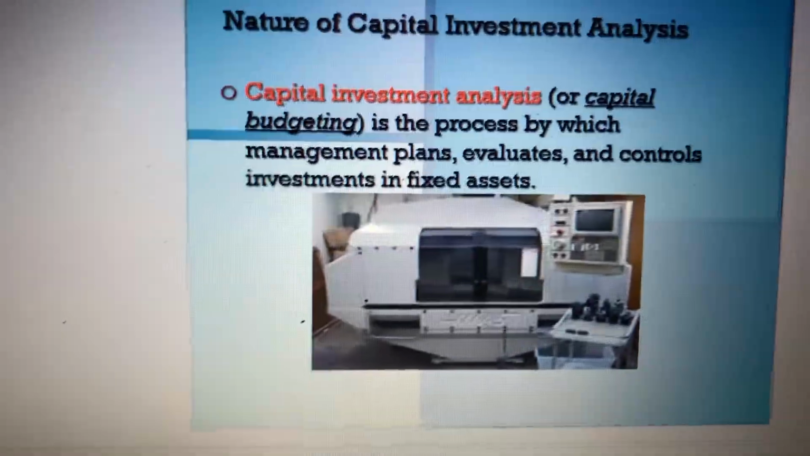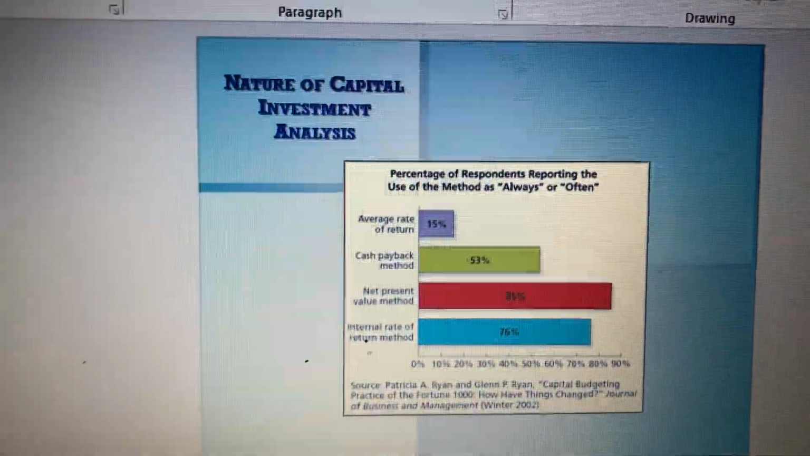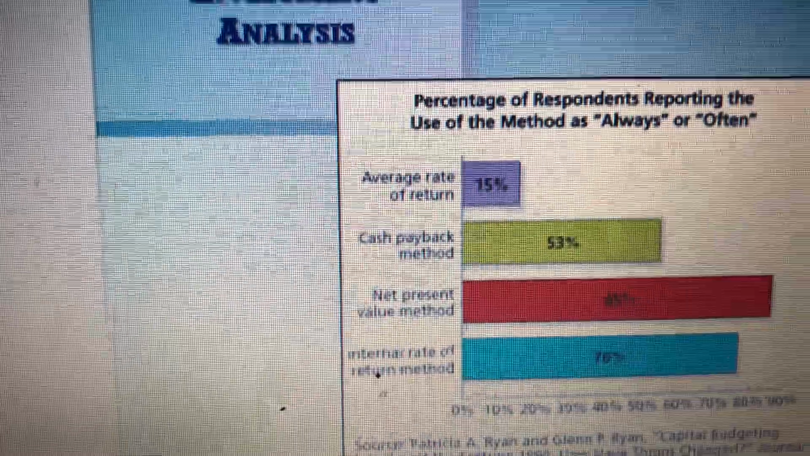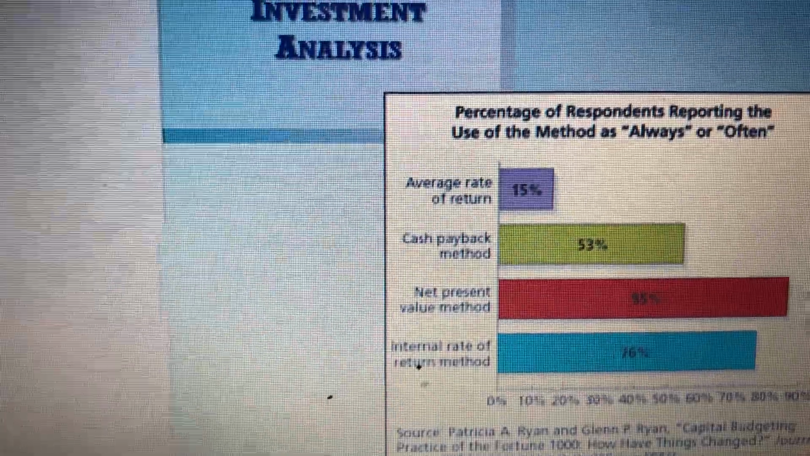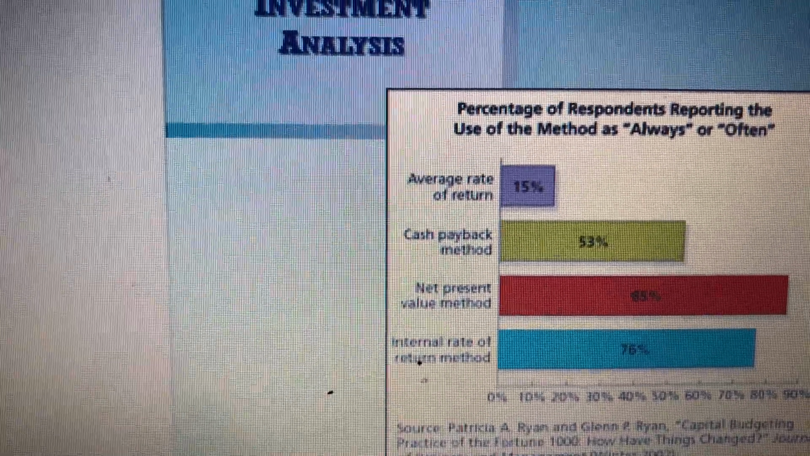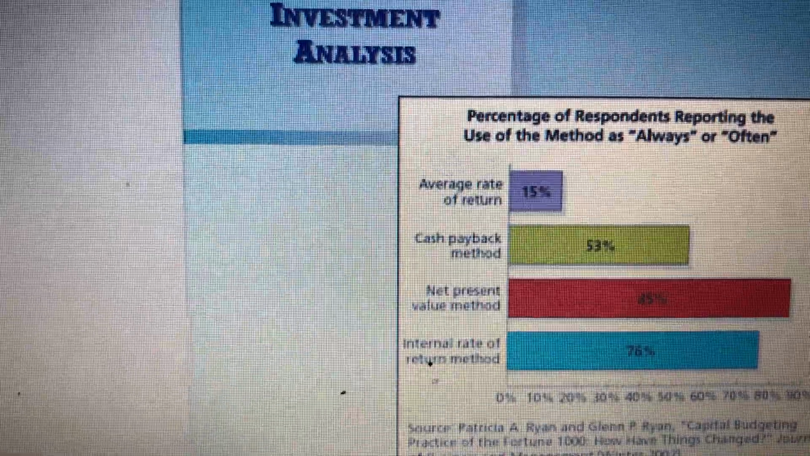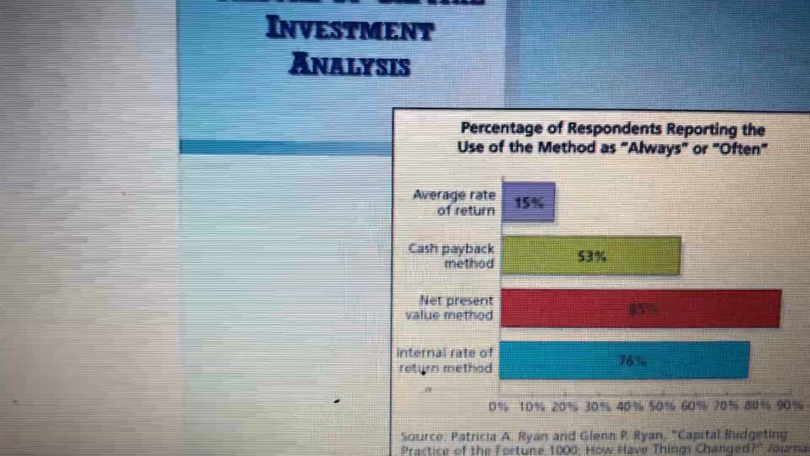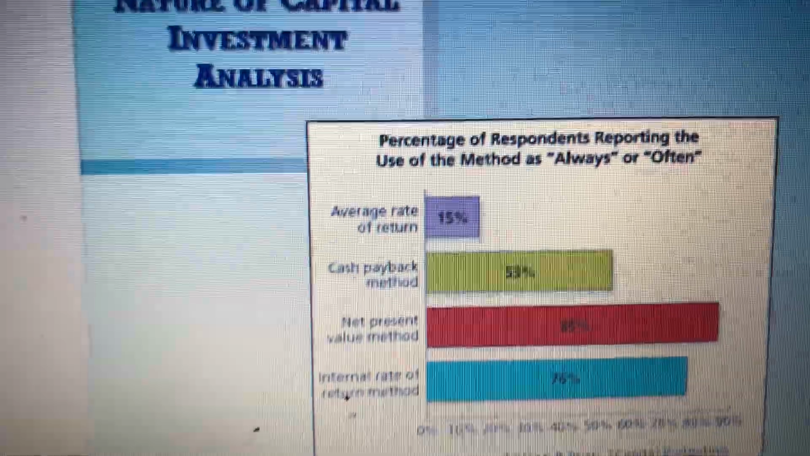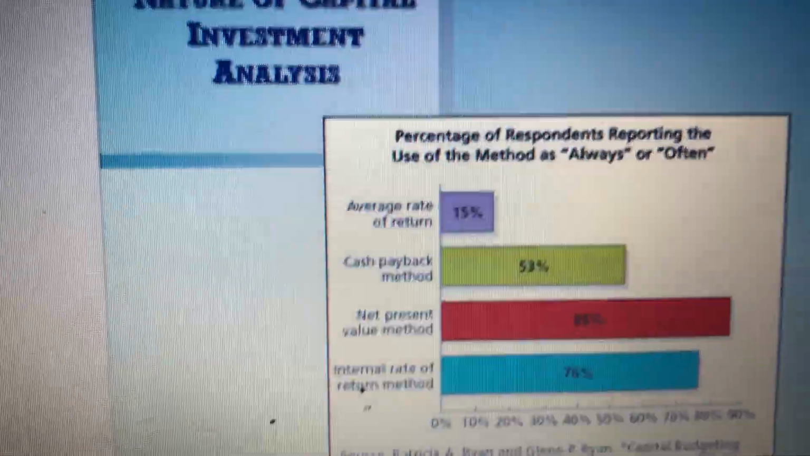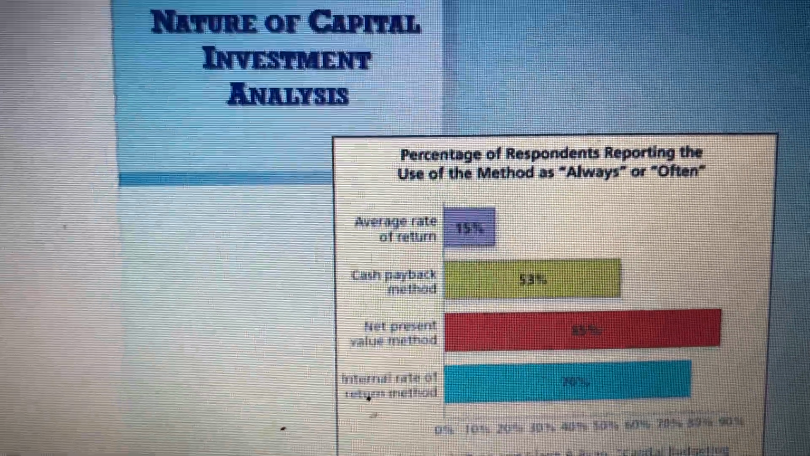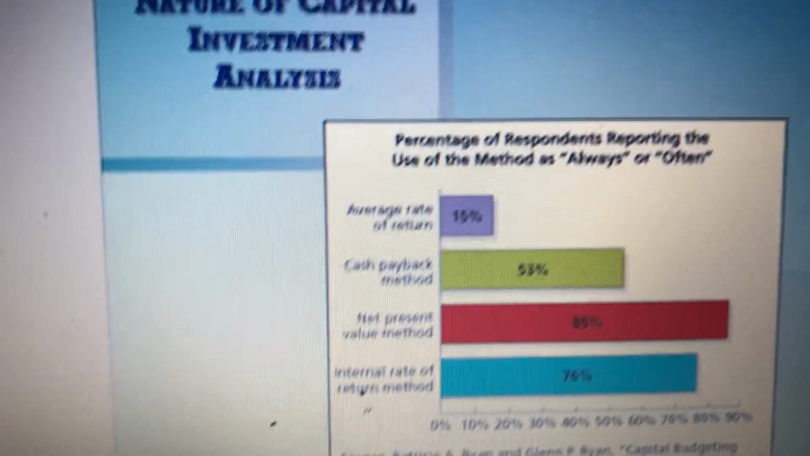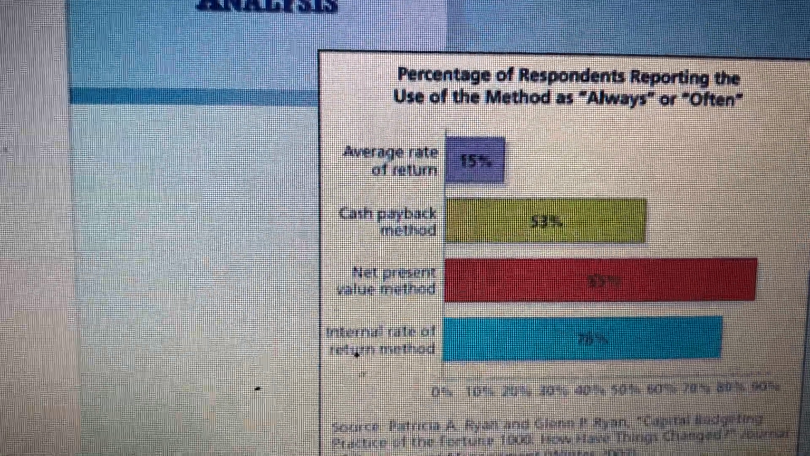So there are actually four methods that are used. They're on this slide. Average or accounting rate of return is what I call it. Payback, cash payback. Then the two harder methods, net present value and internal rate of return. And they are color-coded as to how often they're used. As you can see, the last two methods, particularly the net present value, is the most used method.